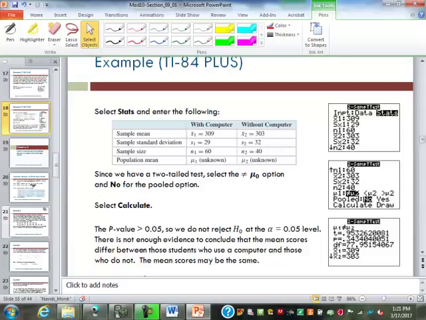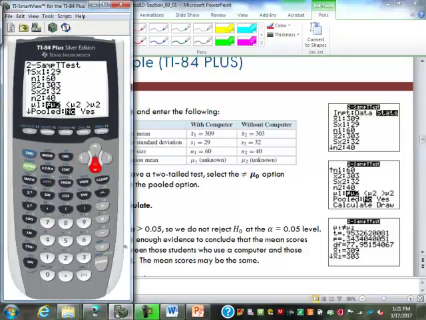If we select yes, then we're saying that certain conditions exist where we can estimate certain things. And in this case, we don't want to estimate. So we're going to keep that as a no. Basically, general rule, pooled will always be no if we're using the calculator. So let's calculate.